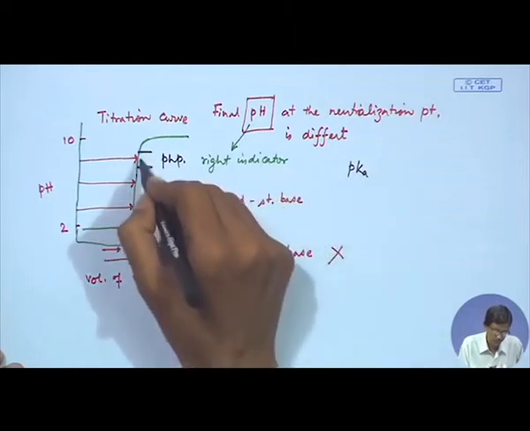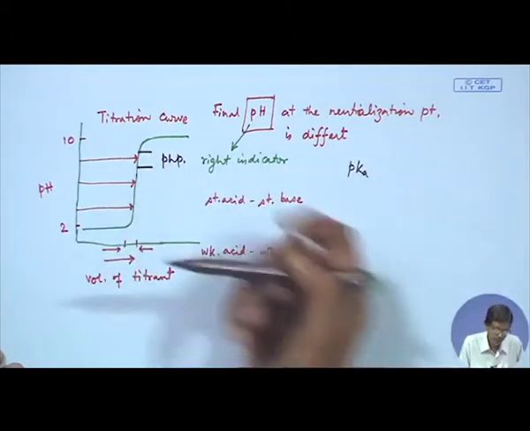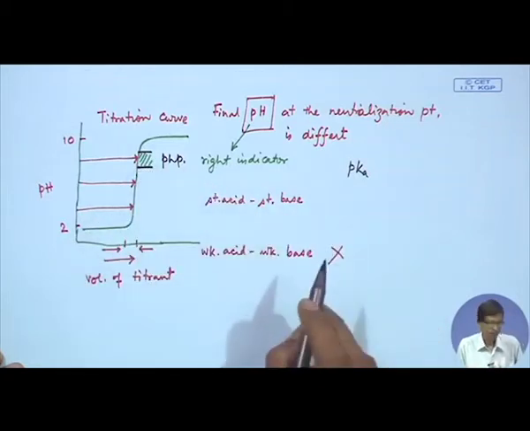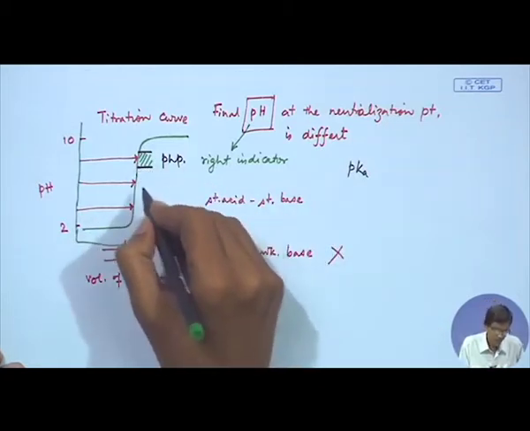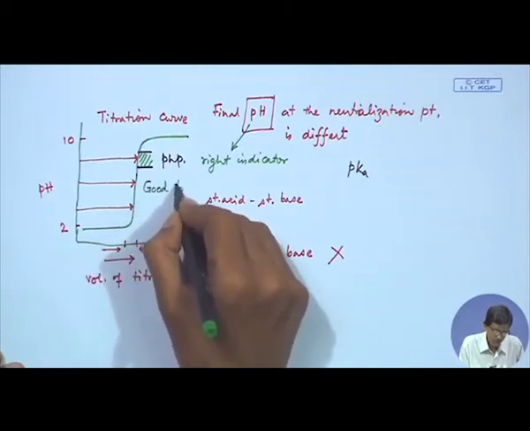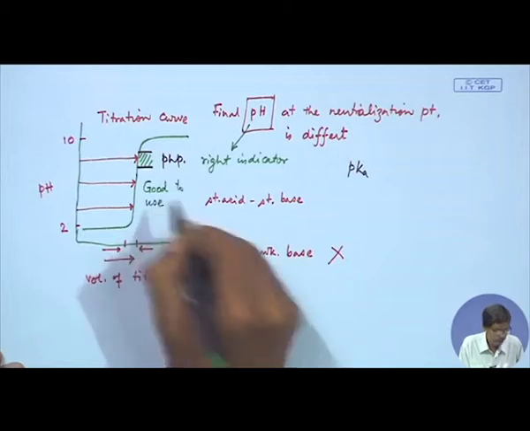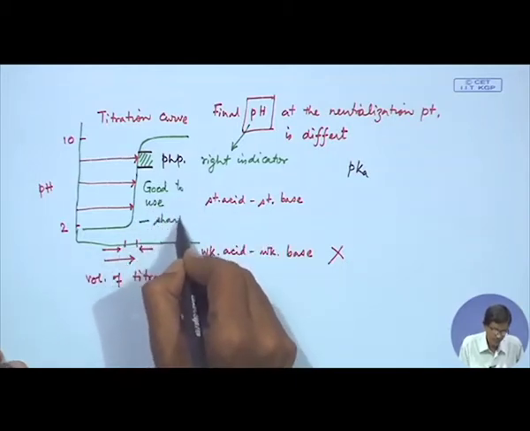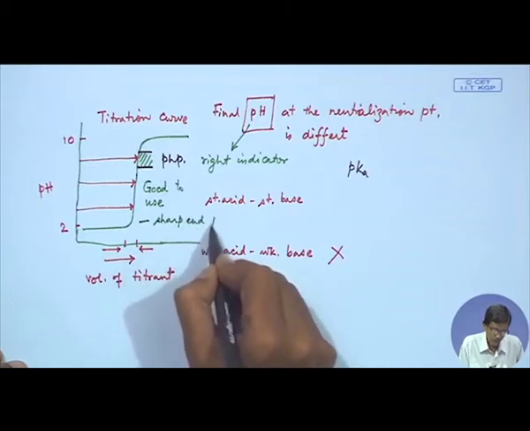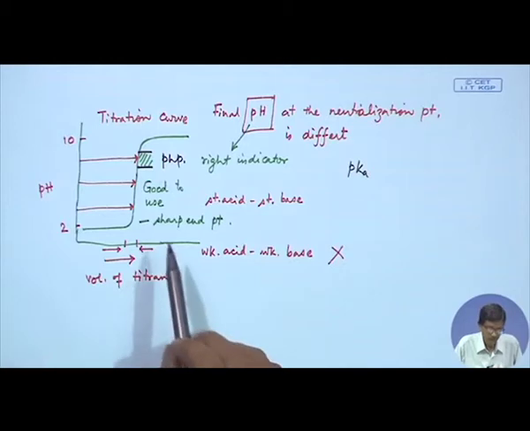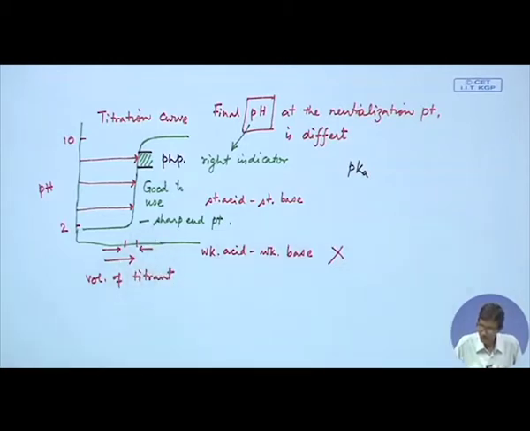So, this is the corresponding indicator range for the phenolphthalein, and therefore, phenolphthalein is a good indicator to use for this particular type of titration where we get a sharp end point. Okay.